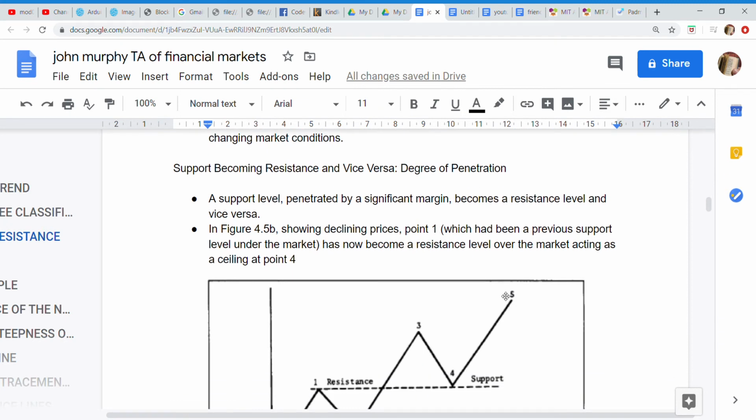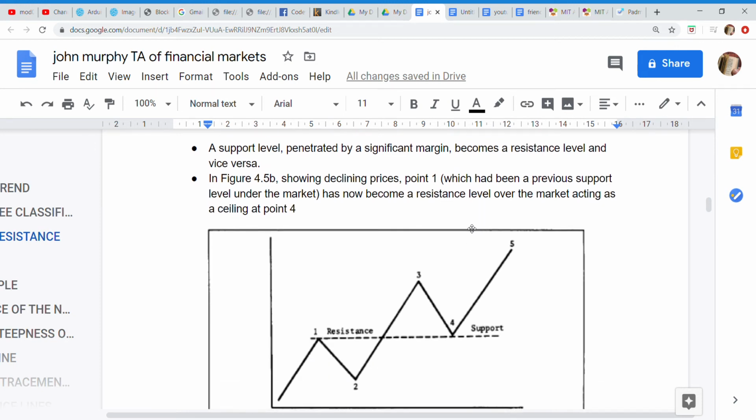Support becoming resistance and vice versa, degree of penetration. A support level penetrated by a significant margin becomes a resistance level and vice versa. The figure shows declining prices at point 1, which had been a previous support level under the market, has now become a resistance level. So at point 1, this is the resistance level, so it is now becoming a support level. It becomes a resistance level, with the market action acting as a selling point at 4.